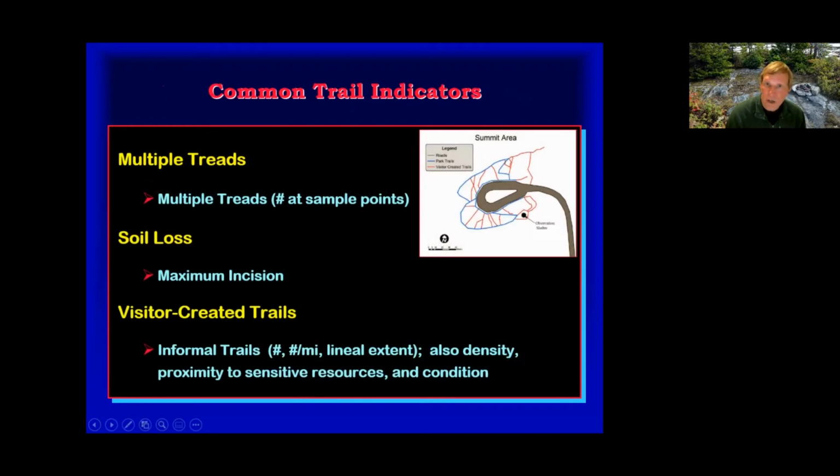Multiple treads or secondary treads would be one. Soil loss is a very common one, perhaps the most important one, because when you lose soil, it's more of a permanent long-term change. It really gets into that impairment issue. You're not going to bring that soil back short of bringing it in on a wheelbarrow. So maximum incision is perhaps one of the most common indicators for trails. The number and density or lineal extent of visitor-created trails would be another indicator that is often used.